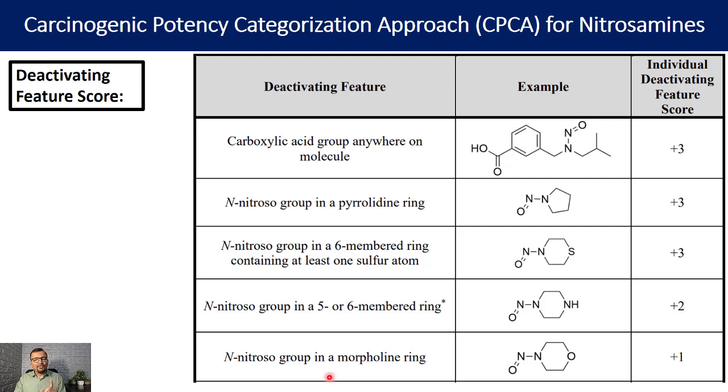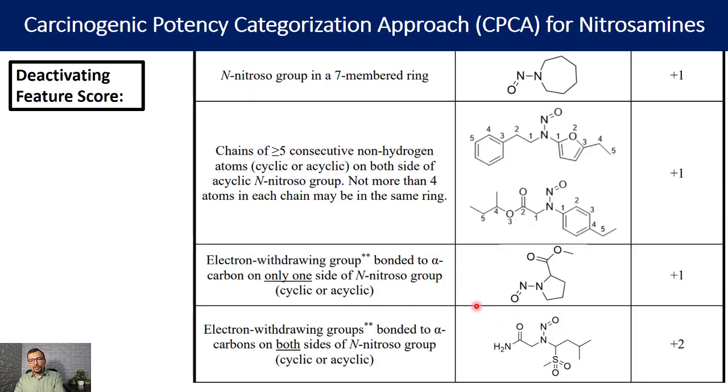N-nitroso group in morpholine ring is also going to help us in decreasing the potency of the nitrosamine, and plus 1 is the score. N-nitroso group in 7-membered ring is also going to help us in decreasing the potency, and plus 1 is the score. More is the chain length, less will be the potency of the nitrosamine, and plus 1 is the score.